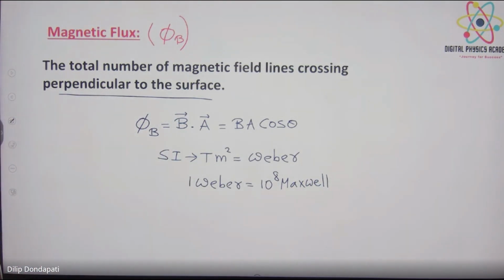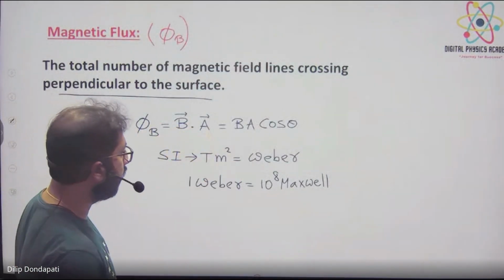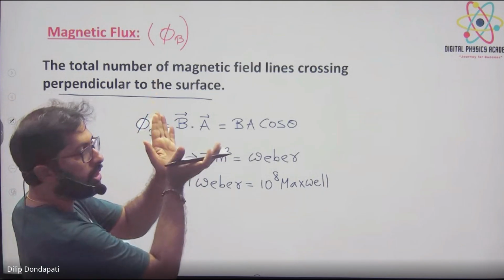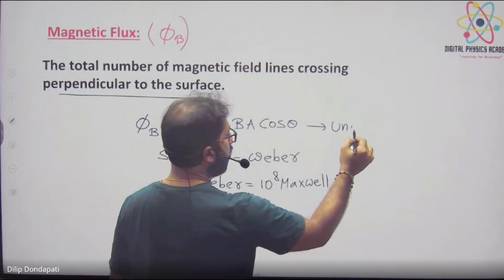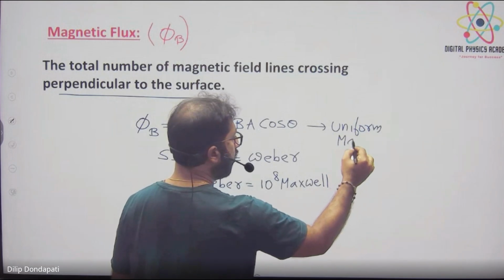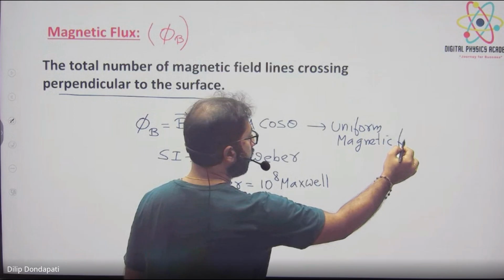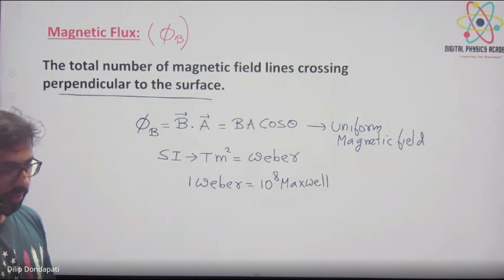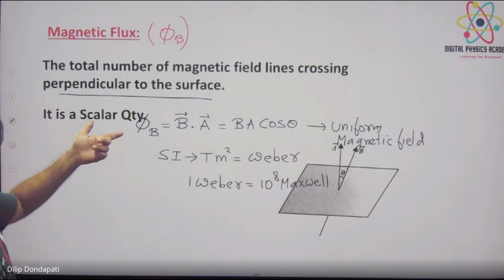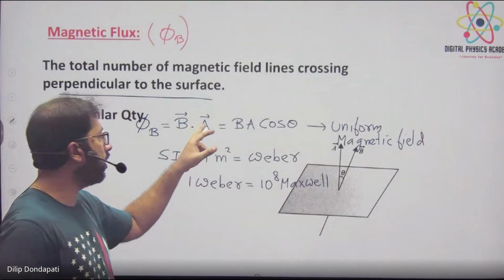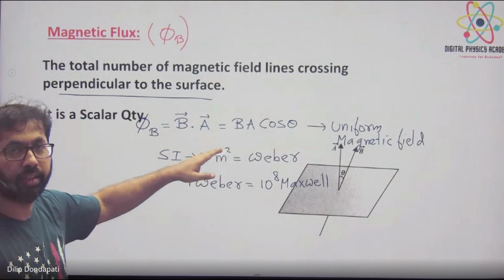So flux is B dot A, BA cos theta. A is the area vector, and the angle between the area vector and the magnetic field is theta. This formula we have to use only for a uniform magnetic field. It is a scalar quantity, not a vector quantity, because the dot product of any two vectors is nothing but a scalar. Like work is equal to F dot S, so work is a scalar quantity.